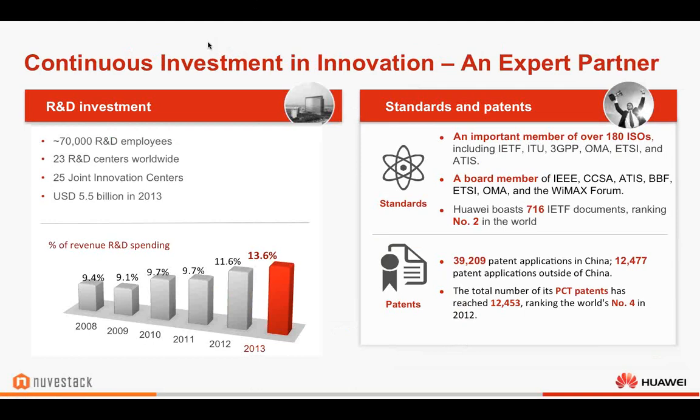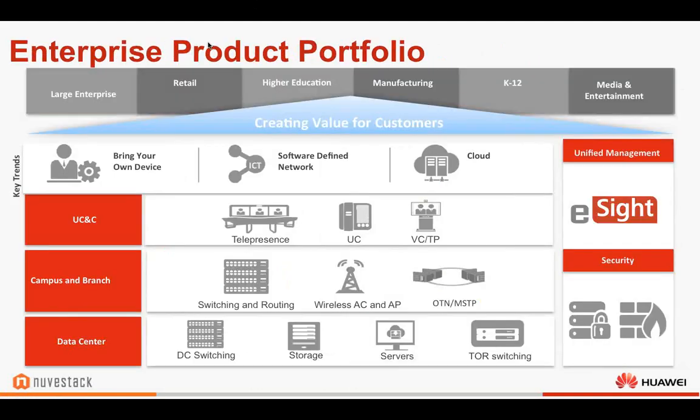The final thing I want to talk about real quick, setting the stage for this whole presentation, is our product portfolio. On the next slide, you can see that Huawei has a tremendous portfolio of products, ranging from what most people know us for, which is our networking portfolio, but we also have a tremendous amount of switching, storage and server products, as well as UC&C, which is typically telepresence and video conferencing products.